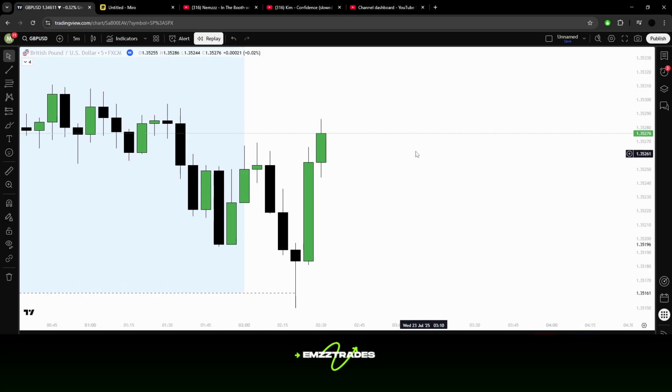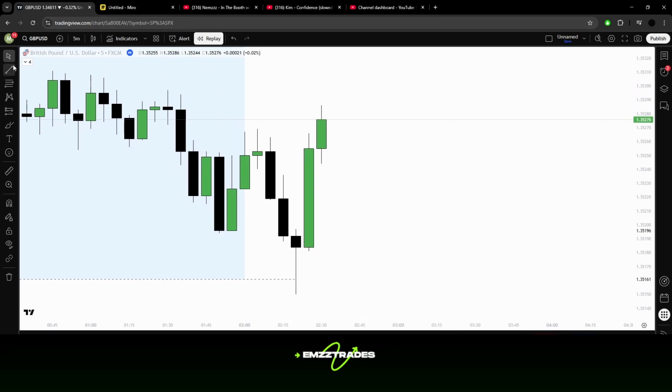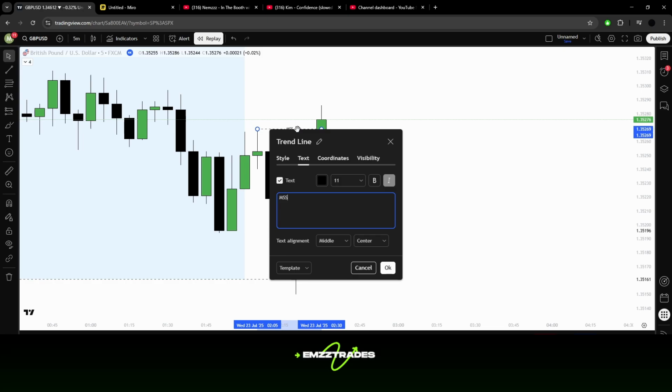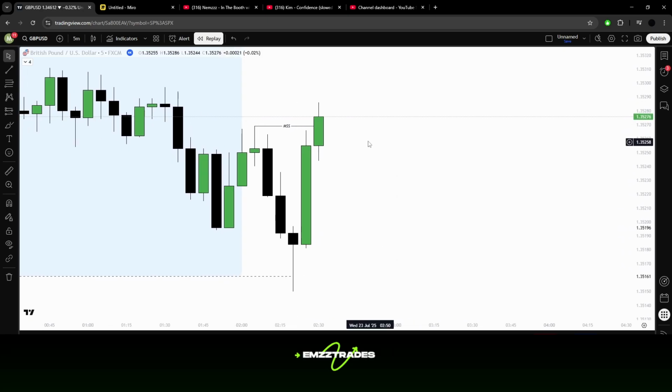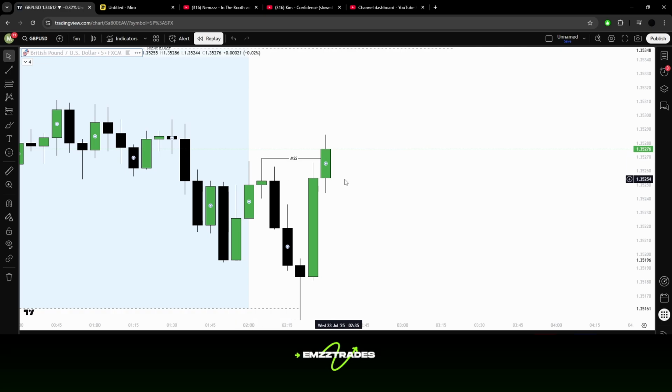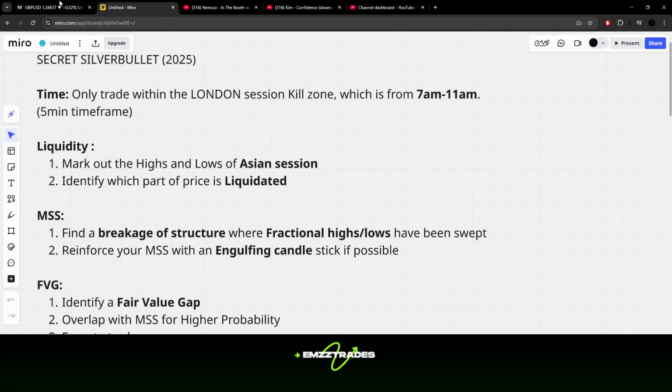And what we're doing is making sure we do actually get our fractal high. As you can see, this right here is going to be our market structure shift. If I put this as a normal line, you can see the fractal high right here has been swept. I'm going to be explaining what a fractal high actually is and how you can identify it later on, more in depth. But what you need to do now is reinforce it with an engulfing candlestick, and as you can see, there's an engulfing candlestick. Everything is fully structured and everything works perfectly.